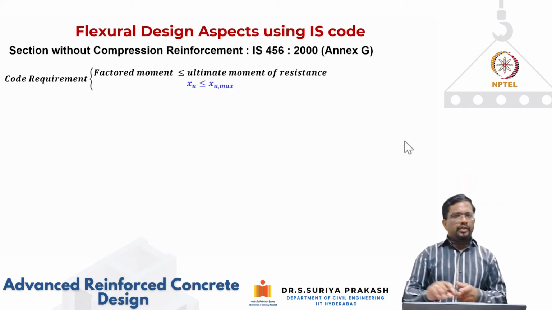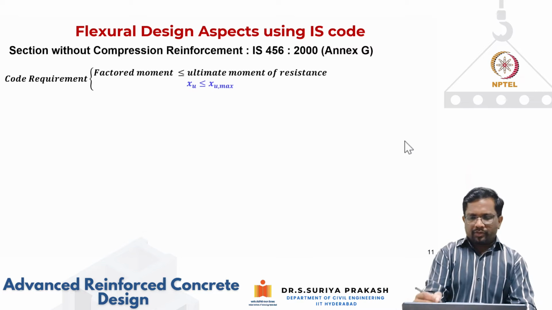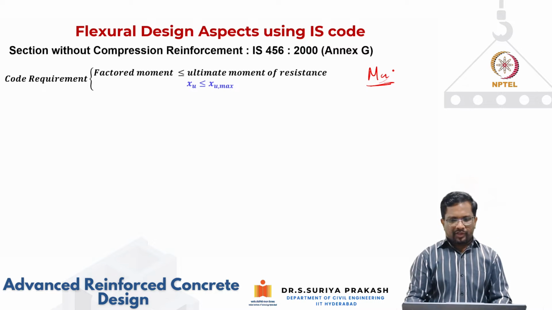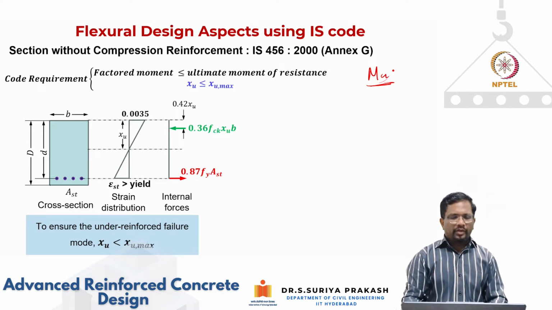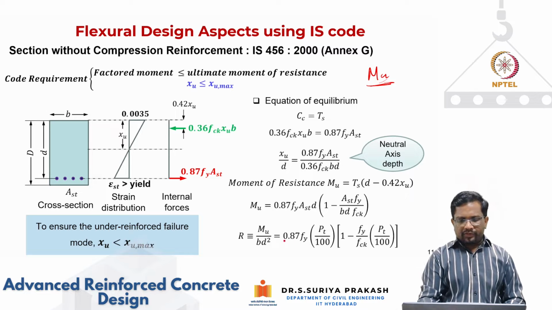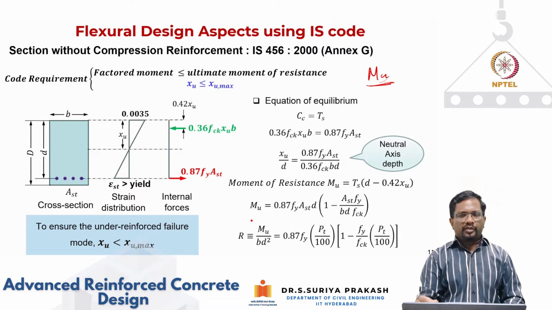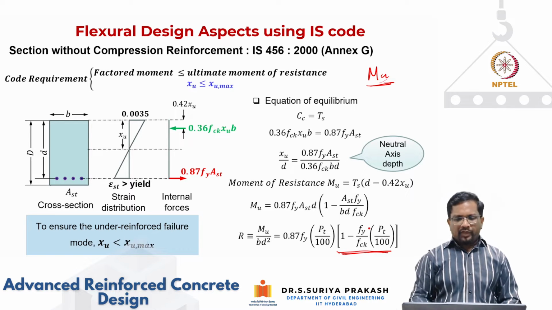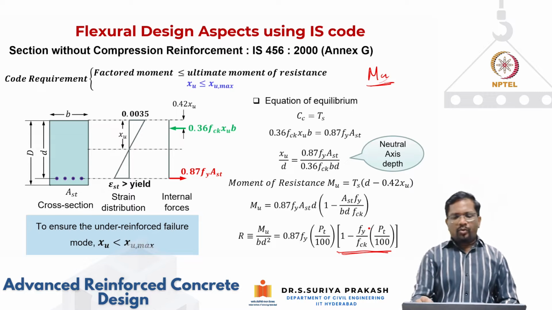Now let's see, once you've done the analysis and you got your demand Mu from a structural analysis, how to calculate your moment of resistance. So we have done this, and then we got R in terms of this. So R, the moment resistance, can be expressed as a function of the amount of reinforcement Pt that we are providing on the tension side. So that we have seen. So this is one directly.